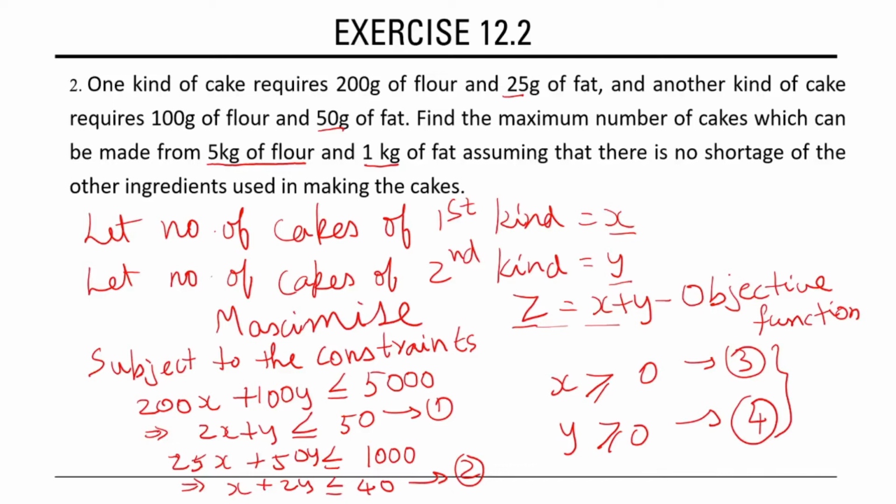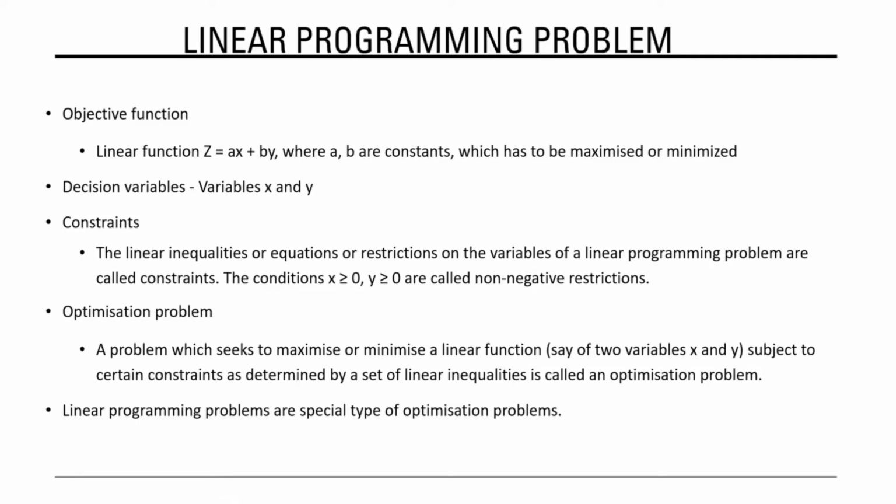Now we have seen a few terms like objective function, constraints, decision variables x and y. Now we will see the meaning of all these. We just now saw the objective function. So from there we can write: objective function is a linear function z is equal to ax plus by, where a and b are constants, which has to be maximized or minimized. In the problem that we discussed, z has to be maximized, whereas there are other problems where z has to be minimized. For example, if z is given in terms of cost, then it has to be minimized.